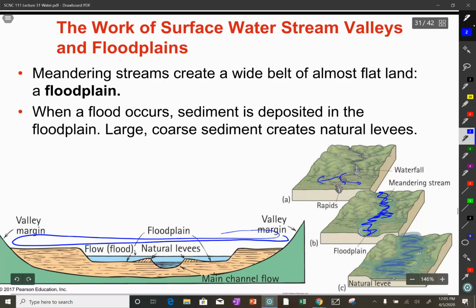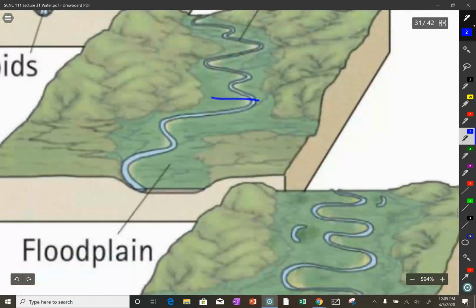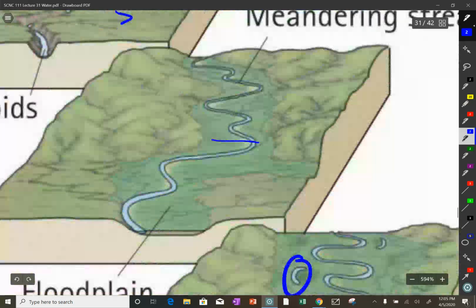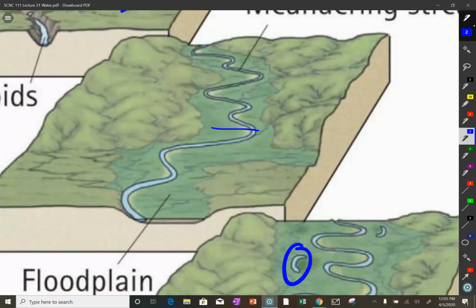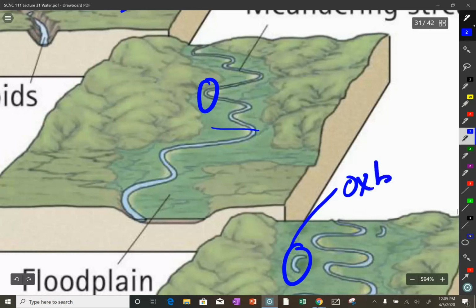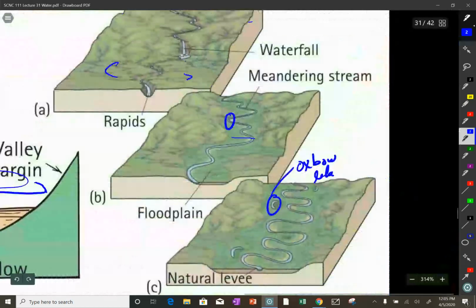And let's notice some other features. See this right here? Well, if you go to the previous picture, it's hard to match up exactly, but I think that's this here. What happened was it got so extreme that when you had a flood event, the flood event punched through and cut that off. So this here we call an oxbow lake. You ever seen an oxbow lake?